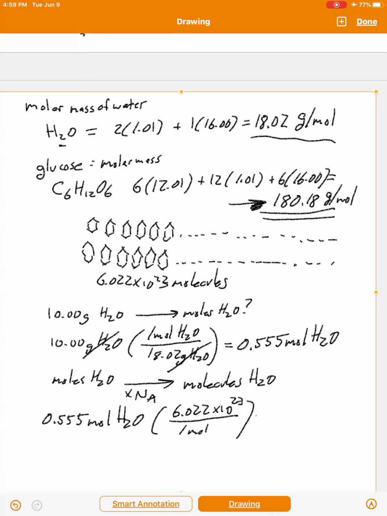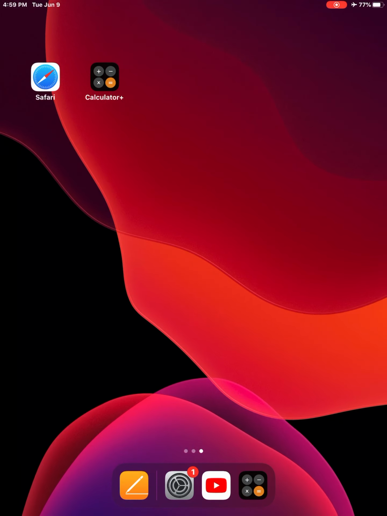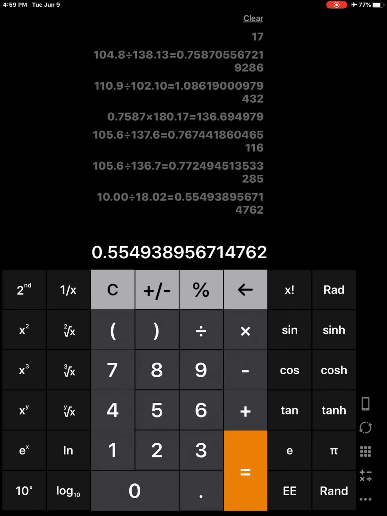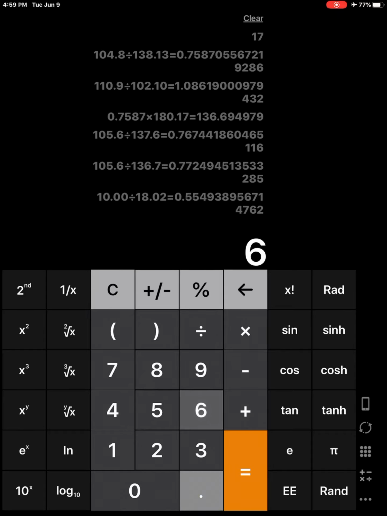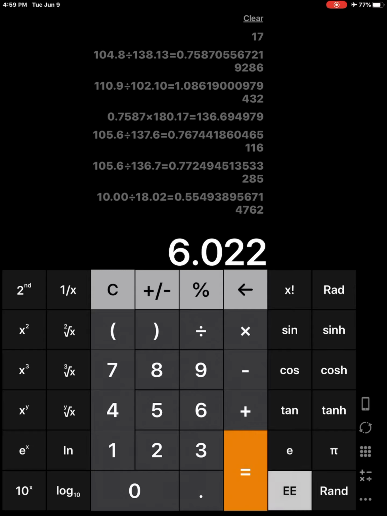Avogadro's number is really unitless. It's just a number, like a dozen is unitless. So if you take the number of moles and multiply that by Avogadro's number, so times 6.022 times 10 to the 23rd. 0.555 times 6.022 times 10 to the 23rd. Oh wow, that's not working very well. The times 10 to the x function sometimes doesn't work on this calculator for some reason.